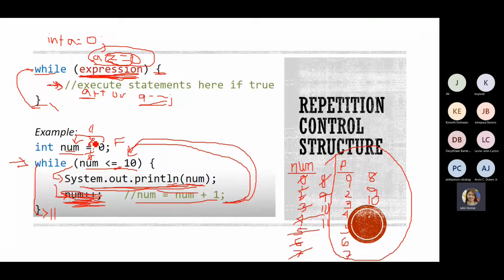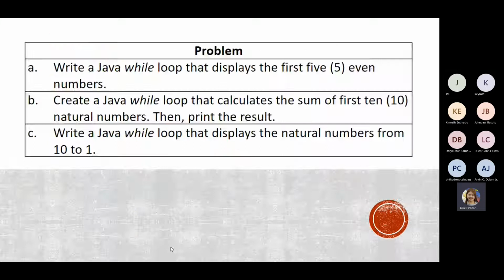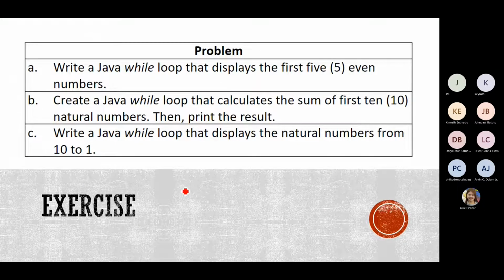Okay? So, yun. Proceed tayo with our exercise. Sa exercise natin, we have this one. You will write a Java while loop that displays the first 5 even numbers. Okay? Yung first 5 even numbers lang natin. So, ako ang gagawa for now, or you may help me while doing this one. If you have some idea, just call my attention. You may try it there.